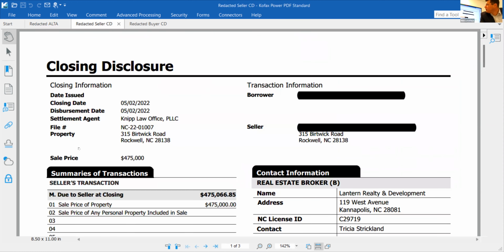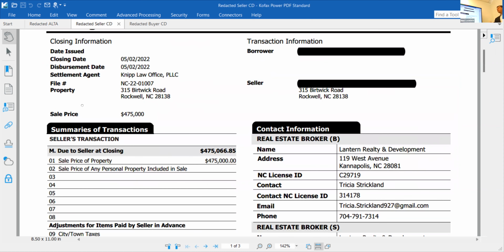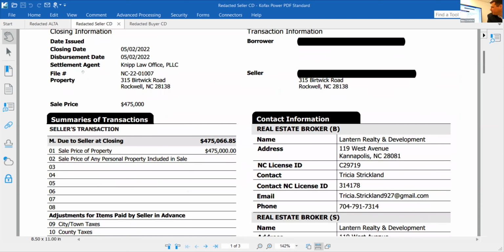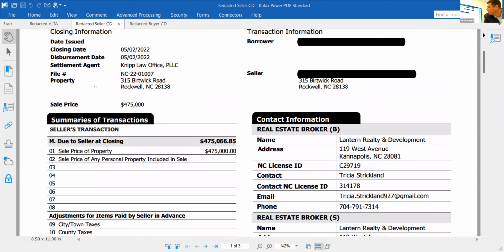All right, so we're moving on to the seller closing disclosure. Again, this is the government's form, not my form. So I can't claim to know why they structured it the way they did, but I did make sure that we did a dual Alta file on this one. Wendell and Tricia handled this transaction last year.